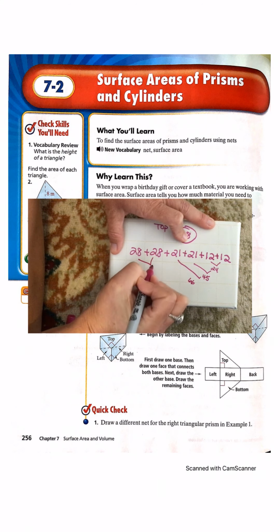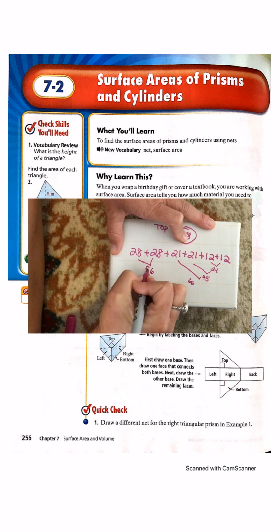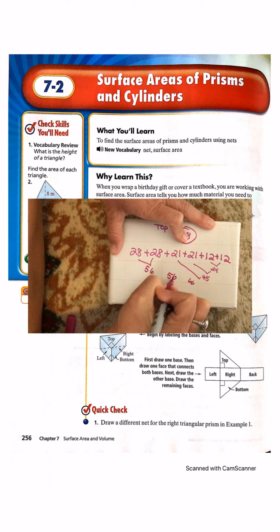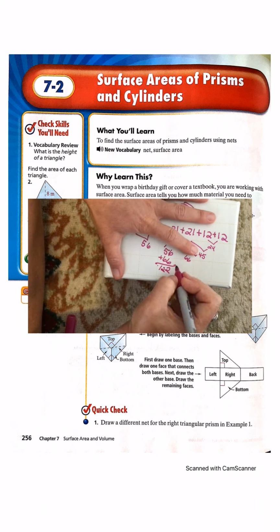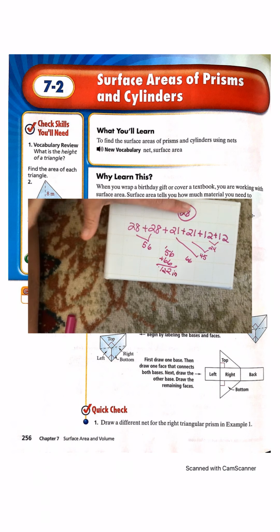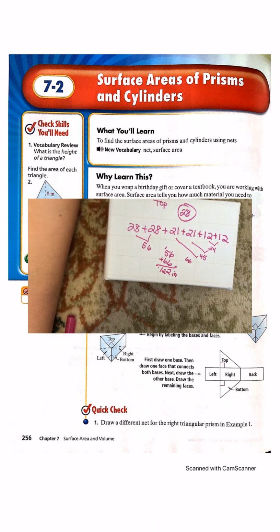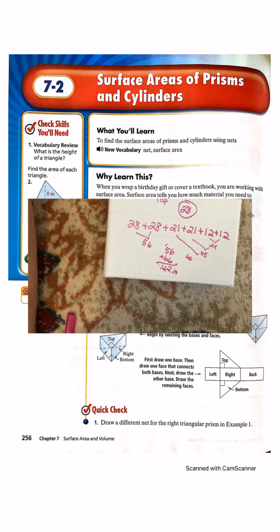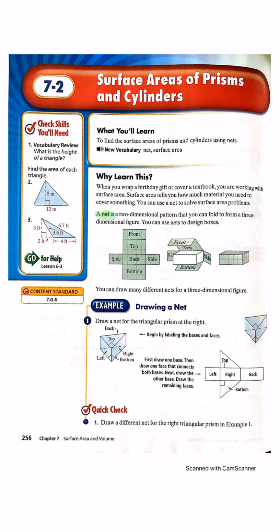Let's add these two together. 8 plus 8 is 16. 56. 56 plus 66 is 122 inches squared. I hope that made sense. Please disregard my one addition error.